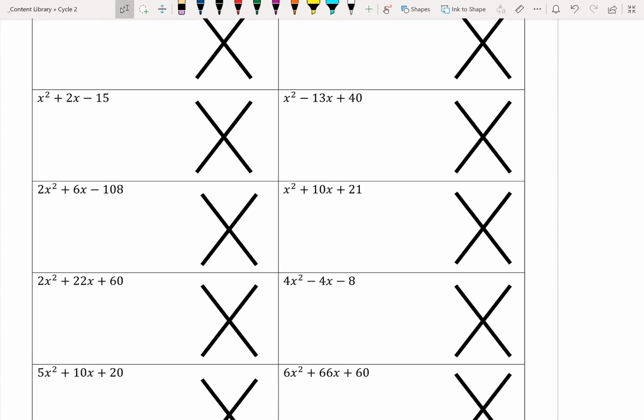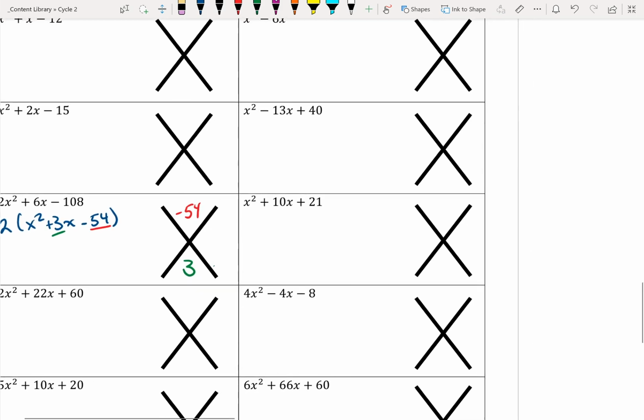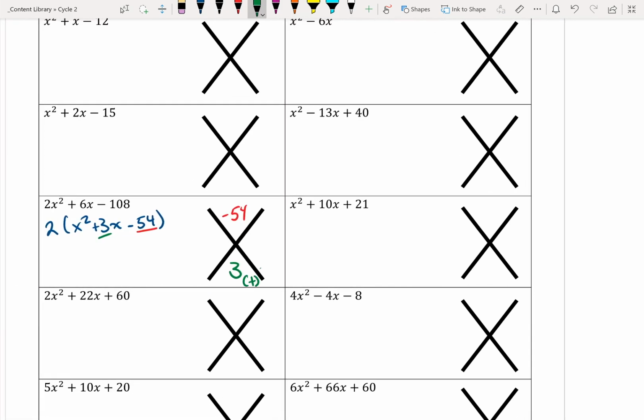If I go down and look at one here, there's a number in front. The a value is not 1, so I have to common factor that out. So I can take the 2 out, I get x squared plus 3x minus 54. So I'm looking for two numbers that multiply to negative 54, and those same two numbers have to add to 3. We'll put a little plus and multiply. So again, we can go through and try to think of what numbers multiply to 54 and add to give us 3.